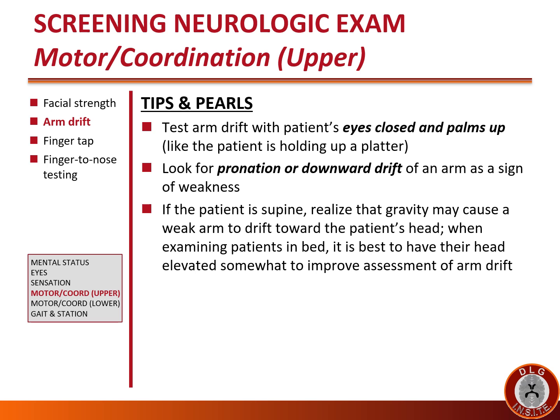Tips and pearls. Motor coordination, upper: arm drift. Test arm drift with the patient's eyes closed and palms up, like the patient is holding up a platter. Look for pronation, that's twisting of the hand with the pinkies going downward, or downward drift of an arm, which is a sign of weakness. If the patient is supine, realize that gravity may cause a weak arm to drift toward the patient's head. So when examining patients in bed, it is best to have the head elevated somewhat to improve assessment of arm drift.